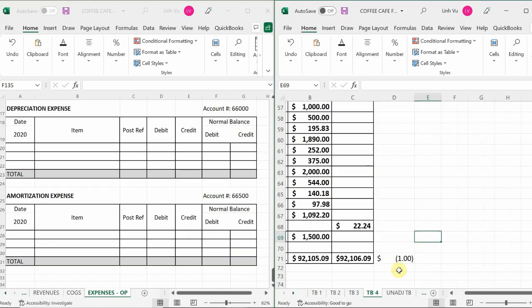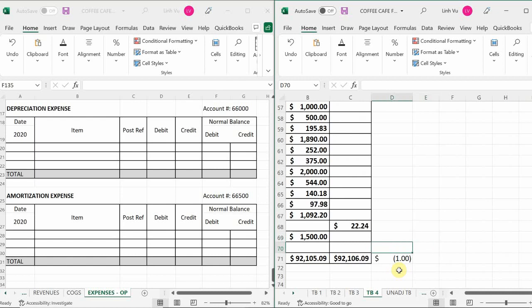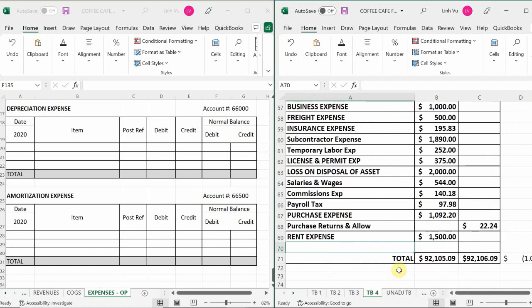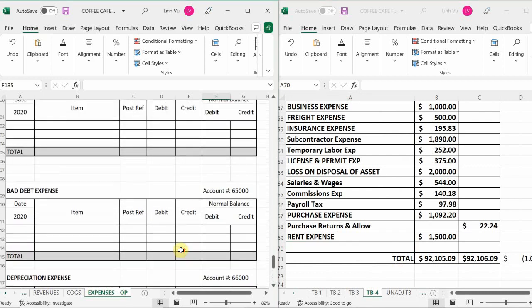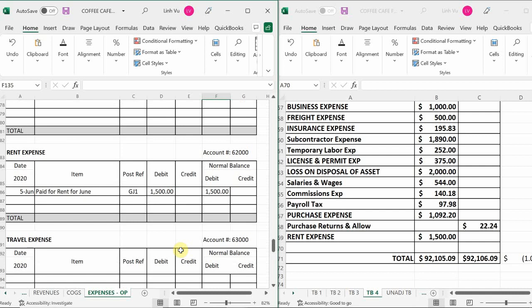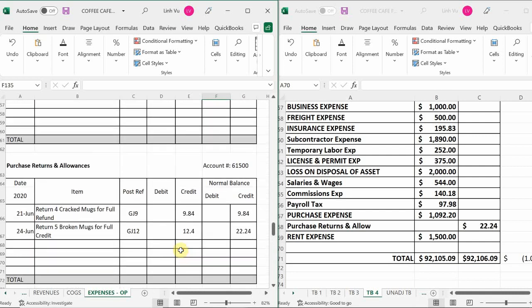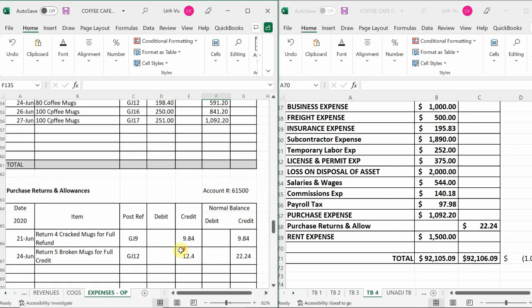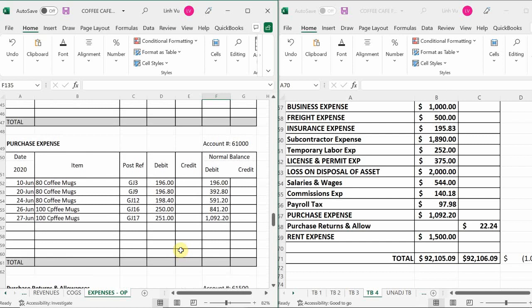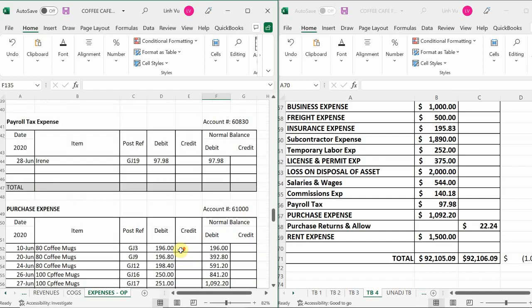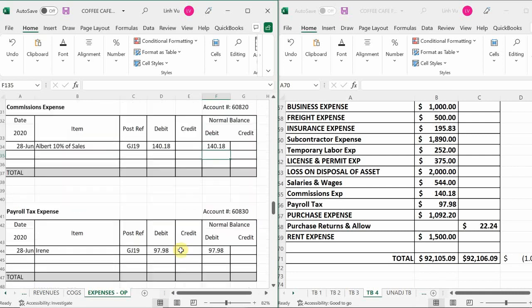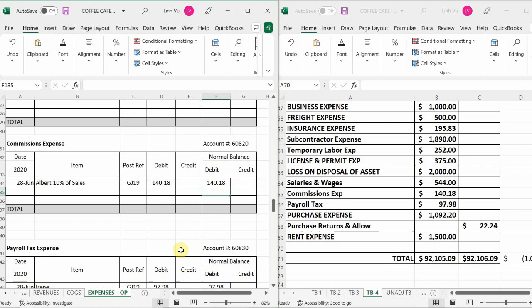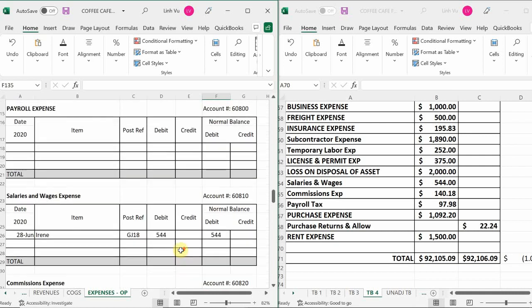Okay, I am off by $1. Wow. Okay, let's go back. Which one did I miss? I am off by $1. Rent, $1,500. Purchase expense, 22.24 is correct. 10.92.20. 97.98. 140.18. 544.